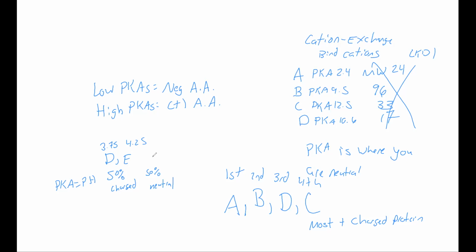So just keep these couple of things in mind, right? Low pKa, if you're a protein, means you have negative amino acids. High pKa means you have a lot of positive amino acids. And just remember cation, anion exchange. Cations bind cations, anions bind anions, right? And cations are positive, anions are negative. So if you have that information, I think you can do the ordering quite easily after that.